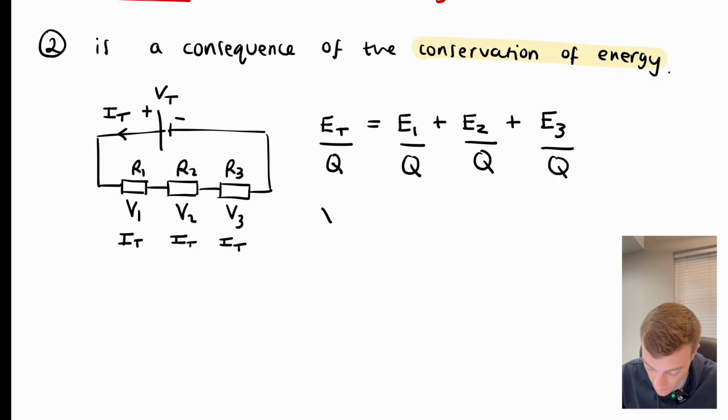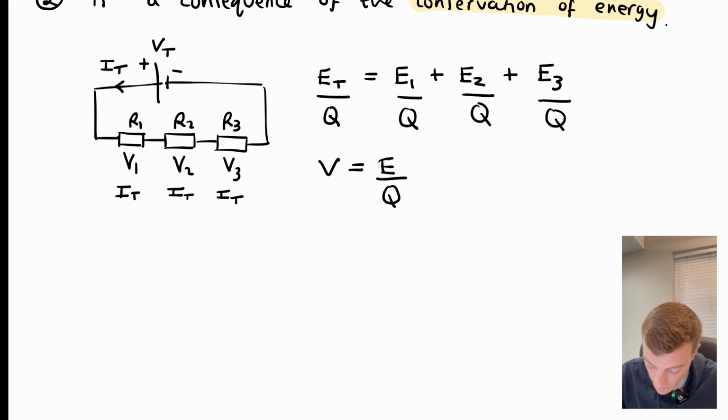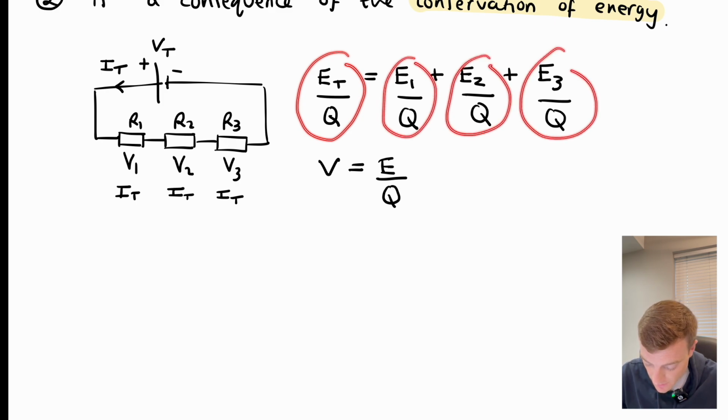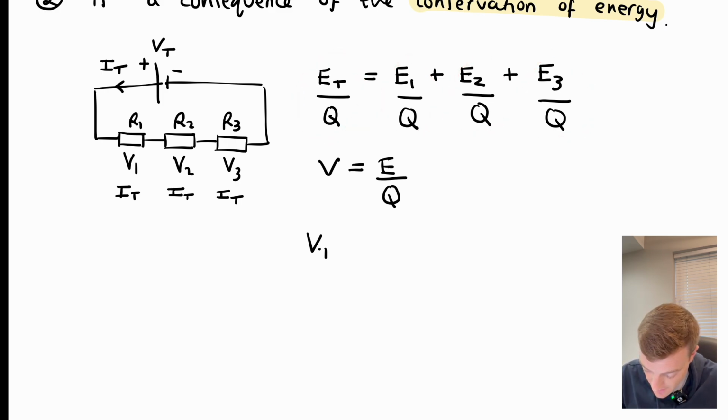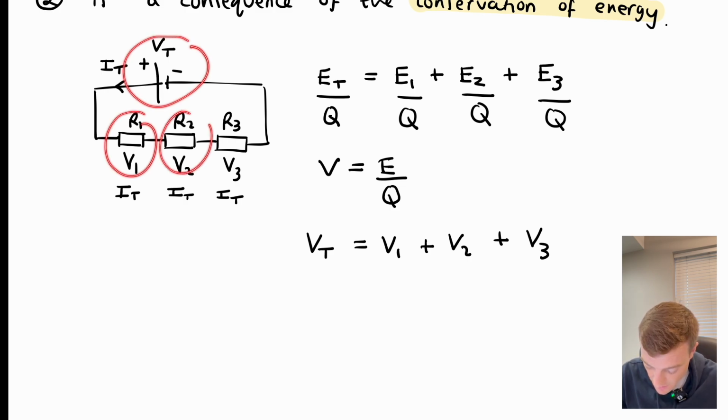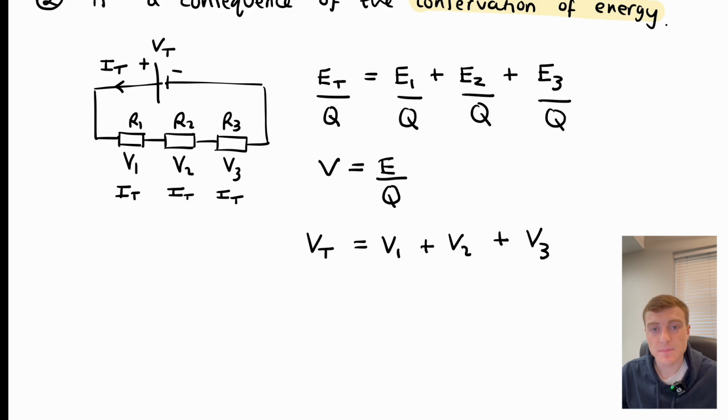Then you recall that potential difference is energy per unit charge. Now we can replace each of these terms with the corresponding value of V. So we get that VT is equal to V1 plus V2 plus V3, which shows us that the potential difference will split across components in series.